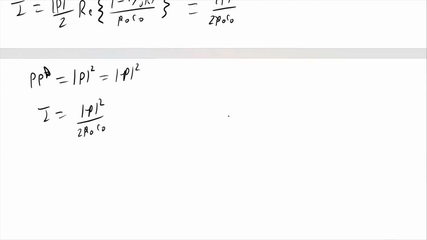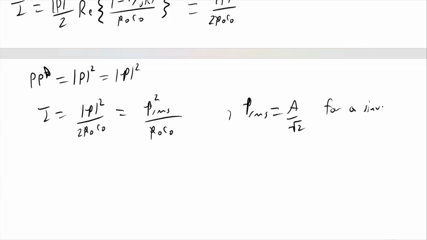Then we can write that as P RMS squared over rho naught c naught, where we recognize that P RMS is equal to A over root 2 for a sinusoid.